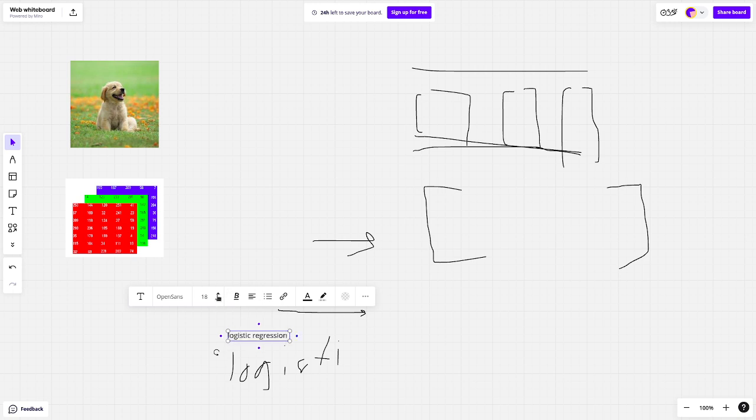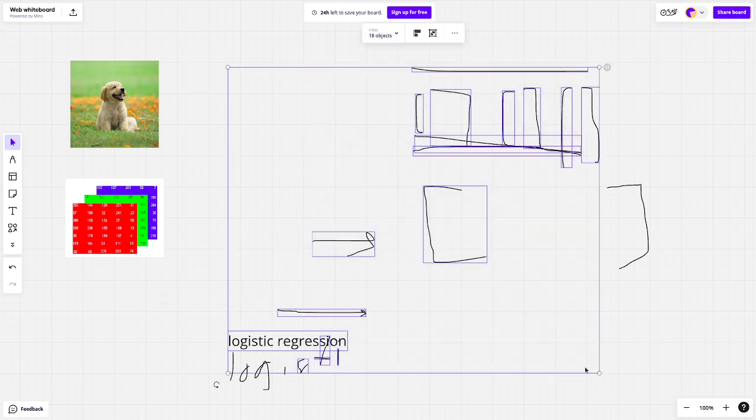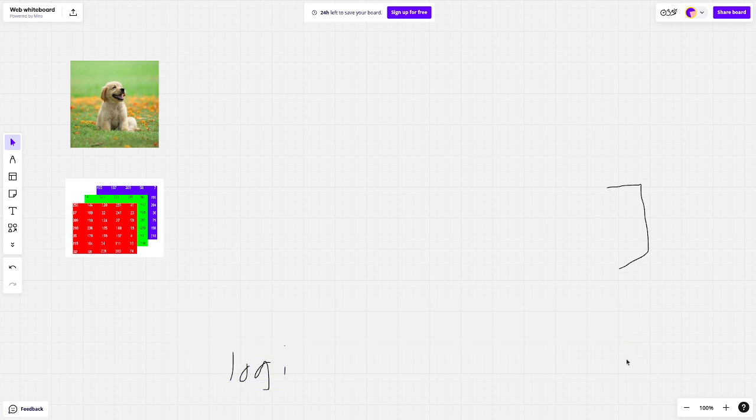In terms of understanding binary classification. So let's dive in, guys. So let's delete all these things.